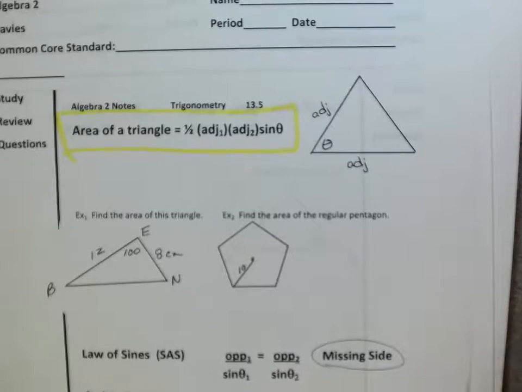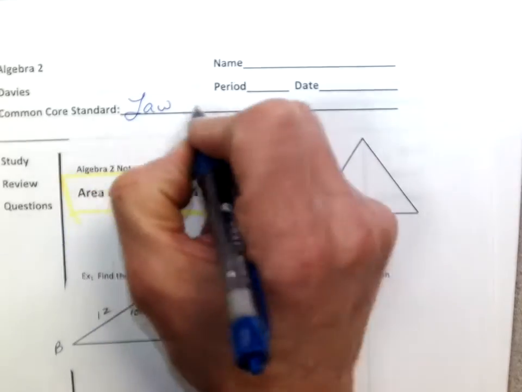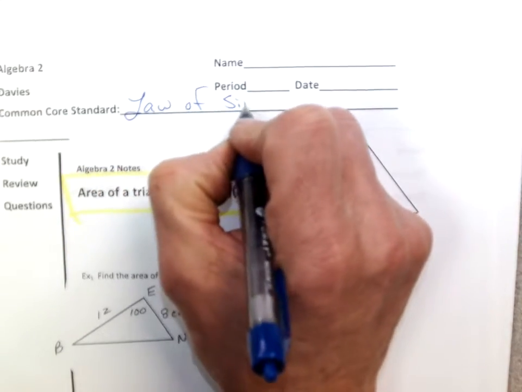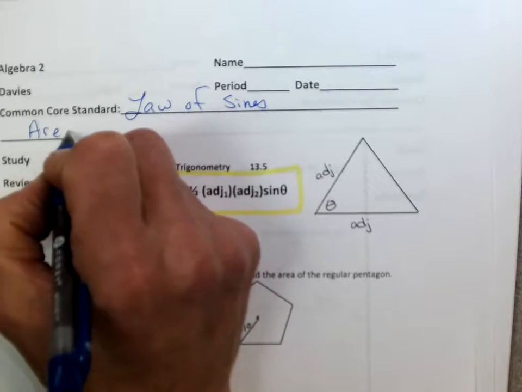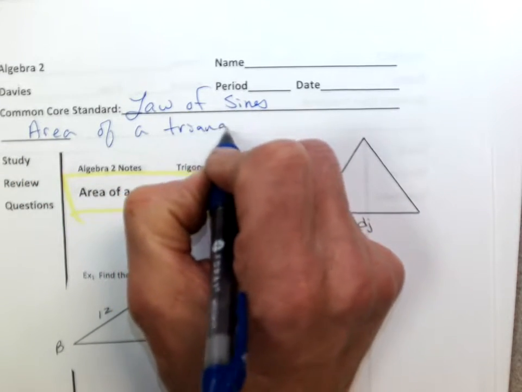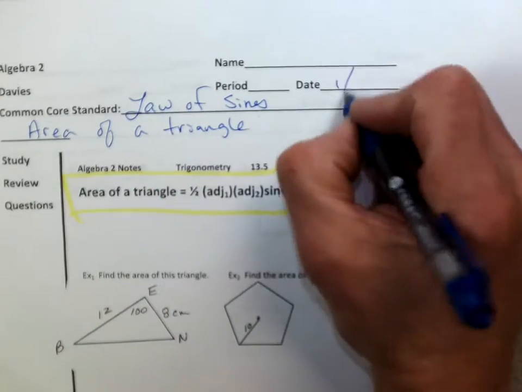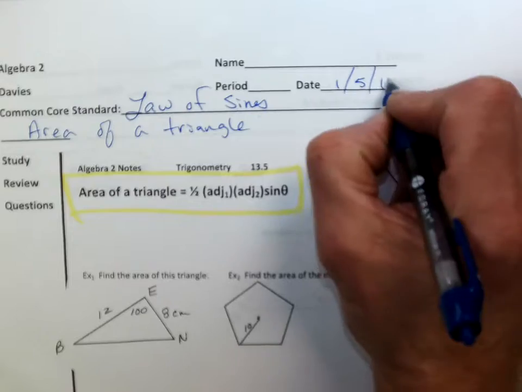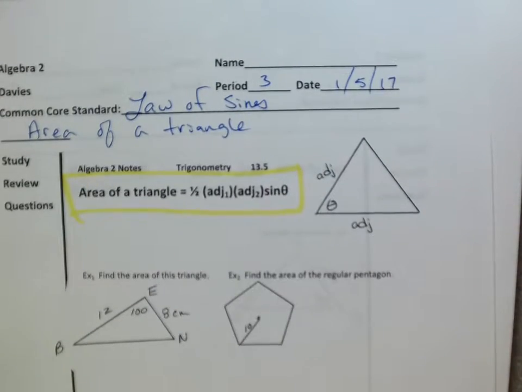So today, what we want to talk about in our Common Core is the law of sines, and we're also going to talk about area of a triangle. So we're going to do both because they both use the sine function. Okay, so dates 1, 5, 17. Okay, all right. So area of a triangle.